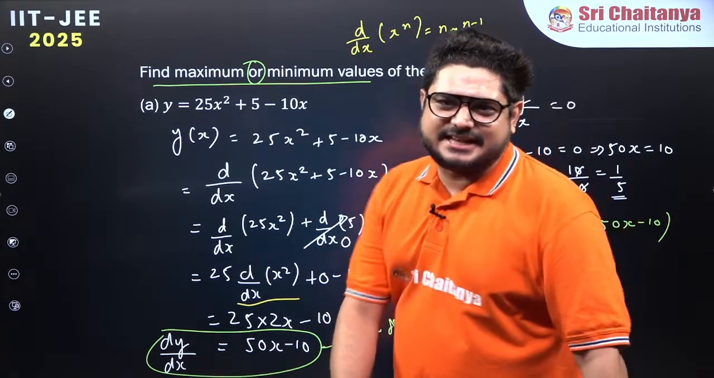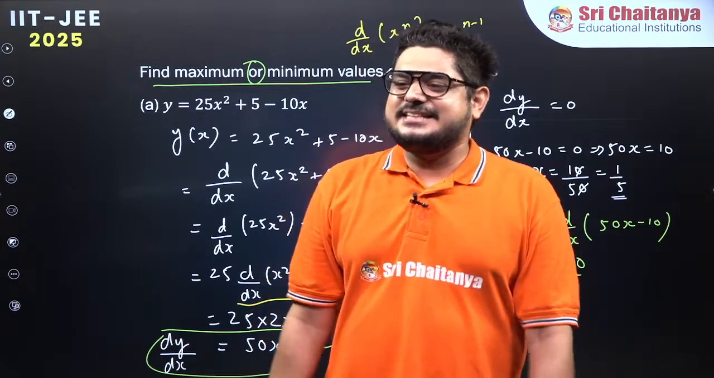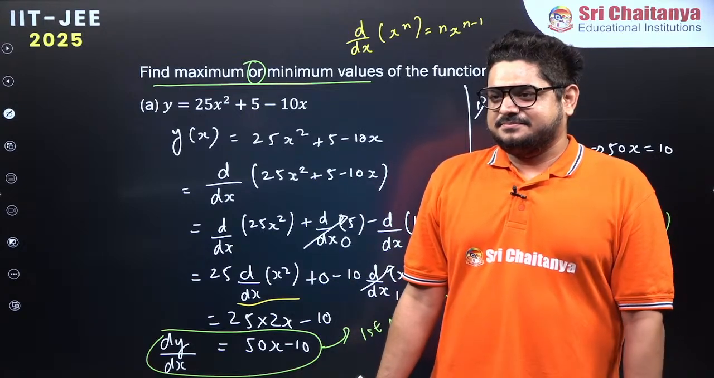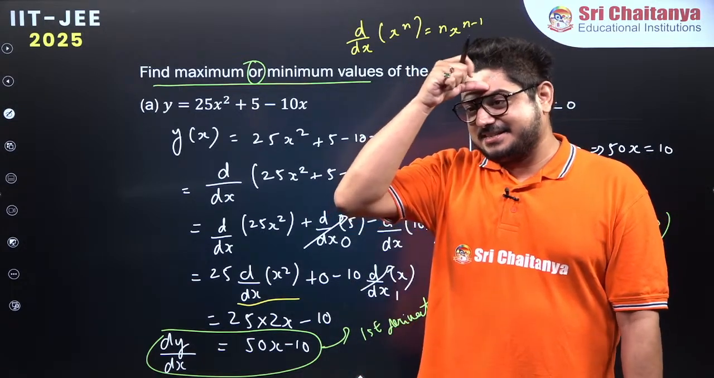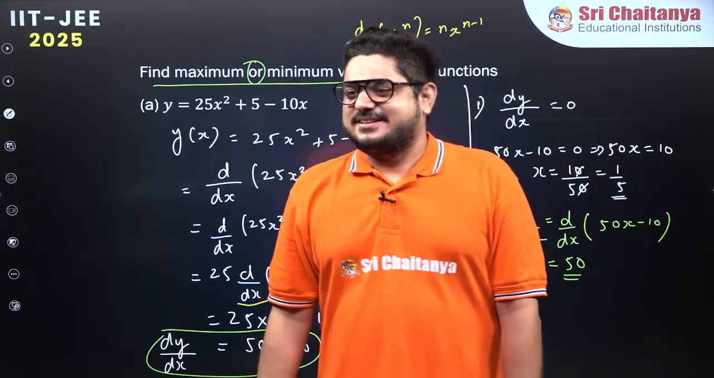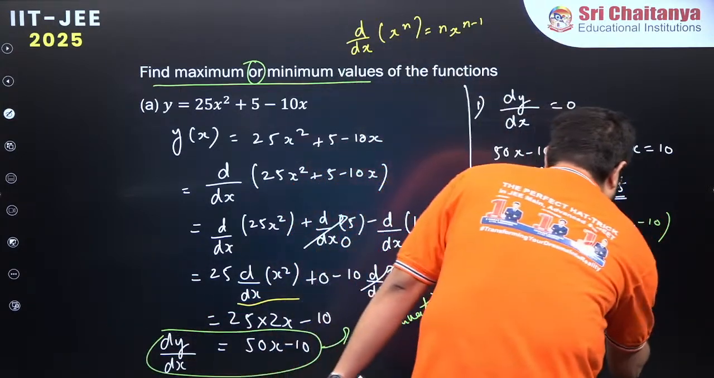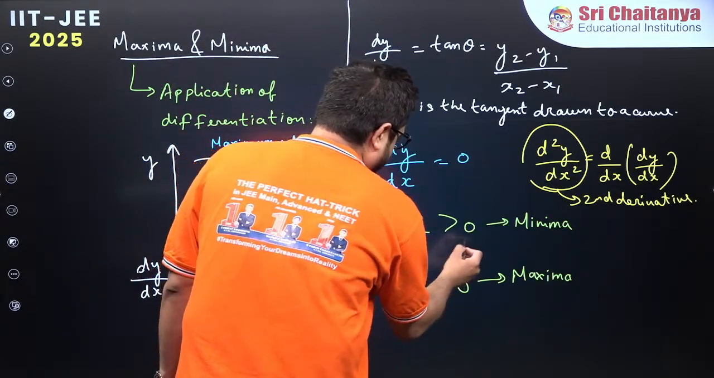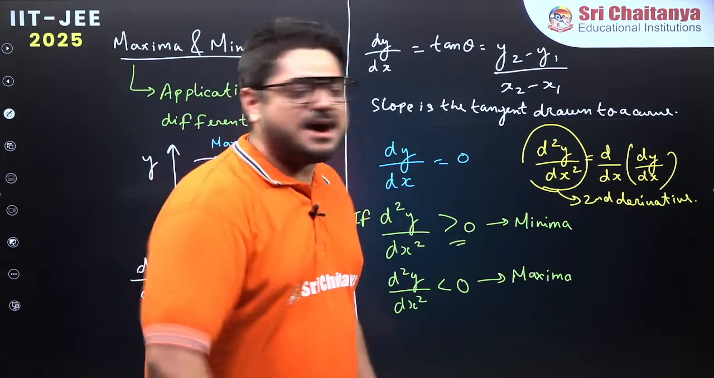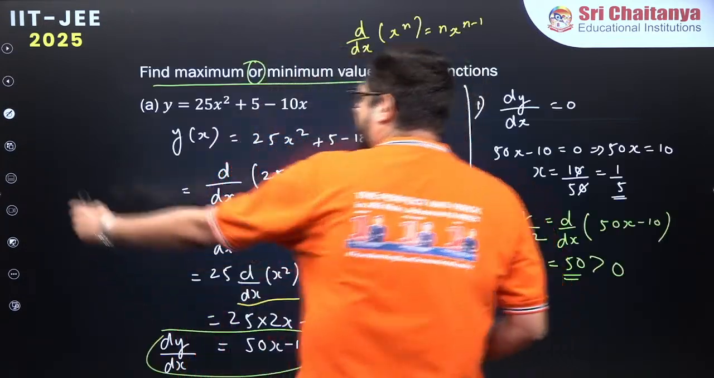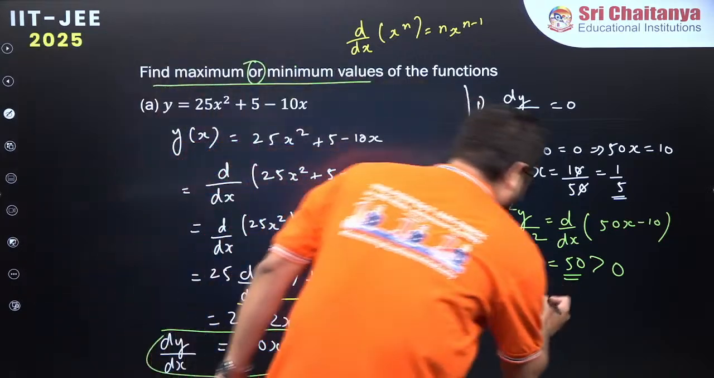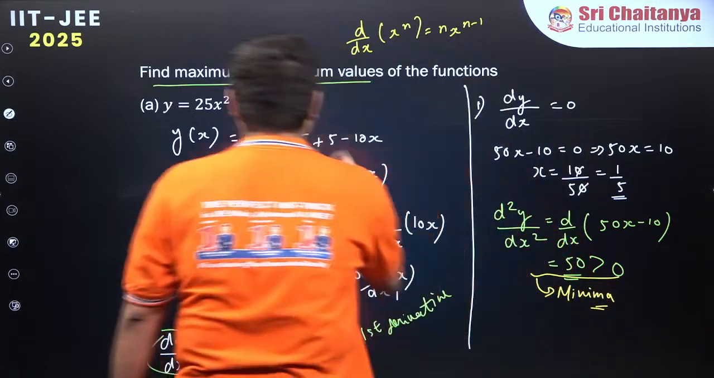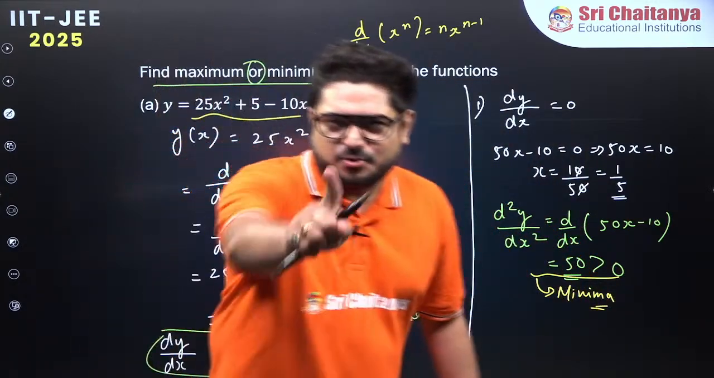So 50 is greater than 0 or less than 0? Please do mention over there in the chat box. Greater than 0 or less than 0, everyone. Greater than 0, isn't it? 50 is greater than 0. So what did I say over here? I said that if d2y by dx2 is greater than 0, I will be getting a minima. A minima over here. That means now it's verified that I will be getting a minima for this function. This function will be having only a minima.